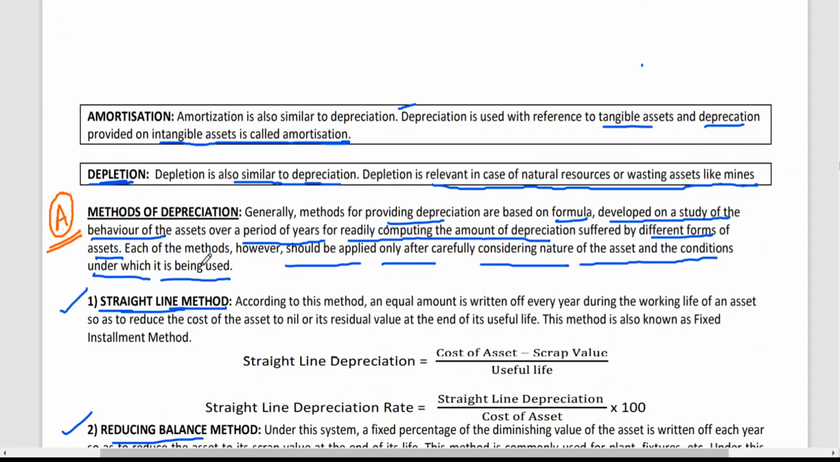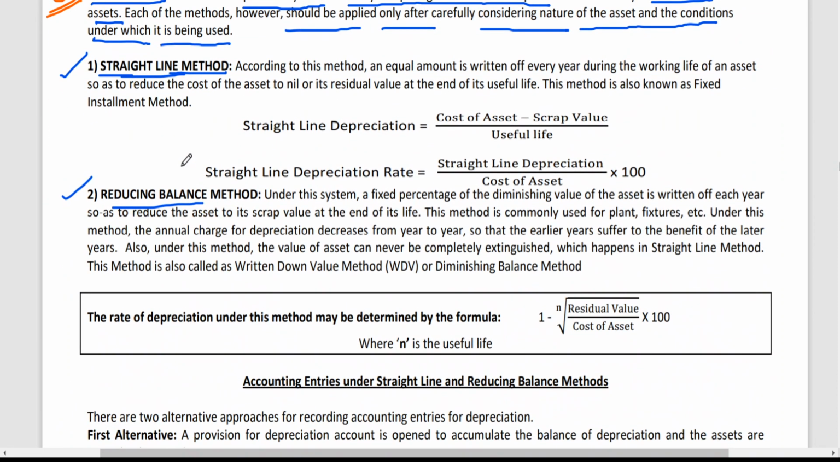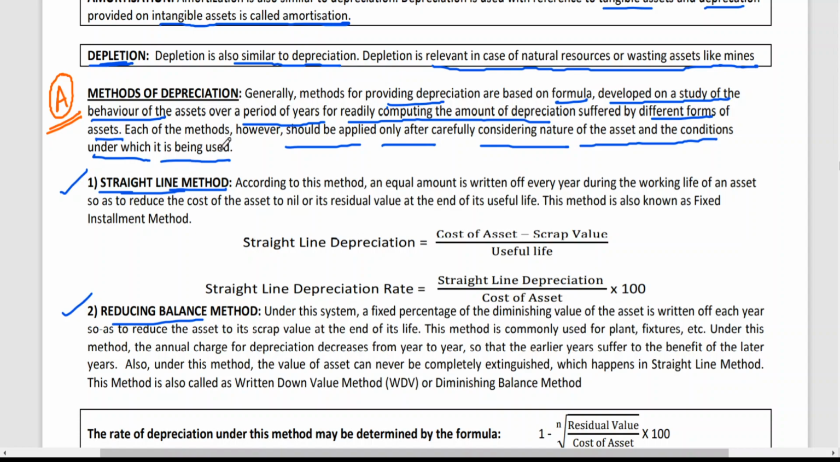Problem number... methods of depreciation. We had discussion in the last class, but still let us see quickly the methods of depreciation.